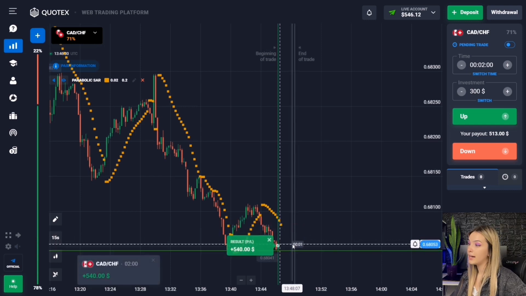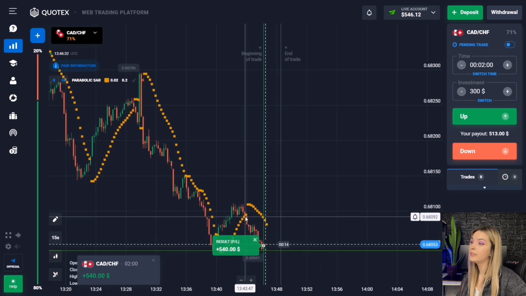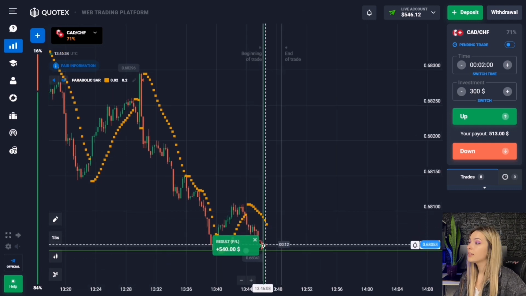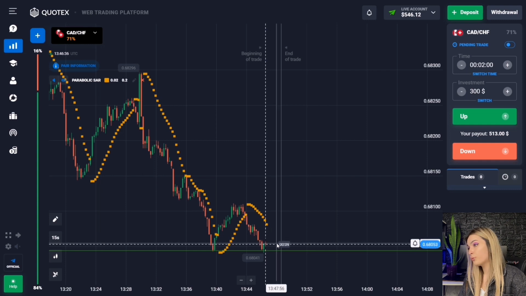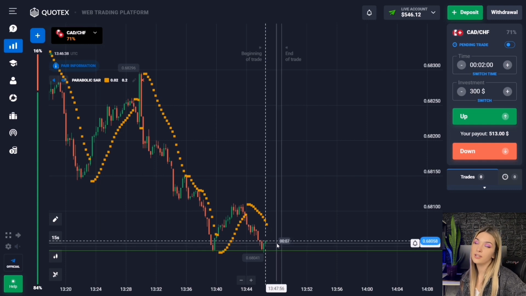That is not bad, guys. The price really continued to move up the level. We made a profit. The indicator gave us a good entry point, and let's continue. Let's consider another situation on the market.